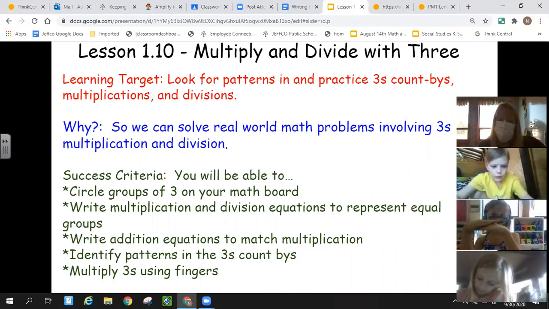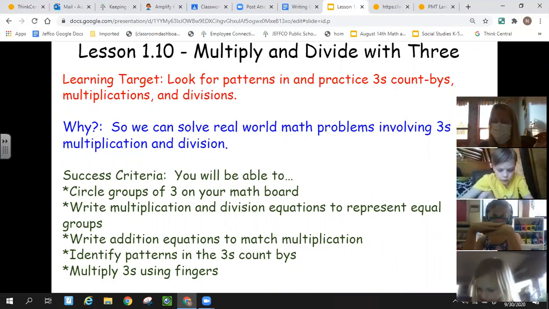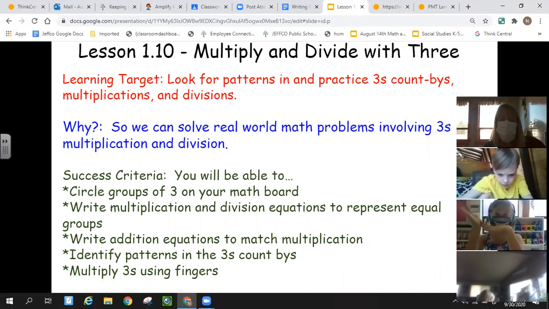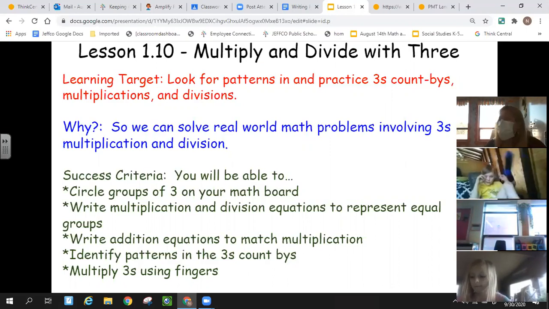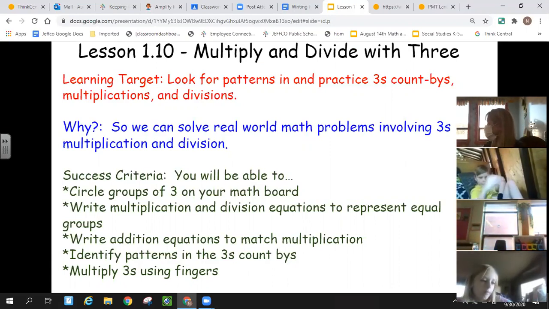But today we are going to learn a new count by. Guess what it is? 3's. Today we are going to look for patterns in and practice our 3 count bys, multiplications and divisions. We want to be able to solve real world math problems involving these 3's. So be thinking about what comes in 3's. Because in real life, why might we be trying to solve problems about them?